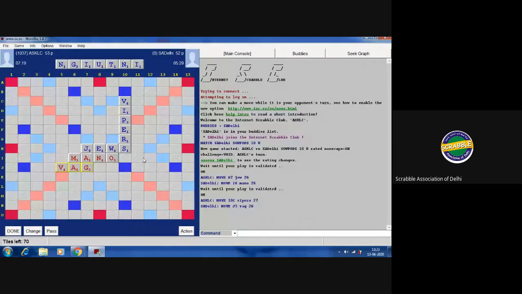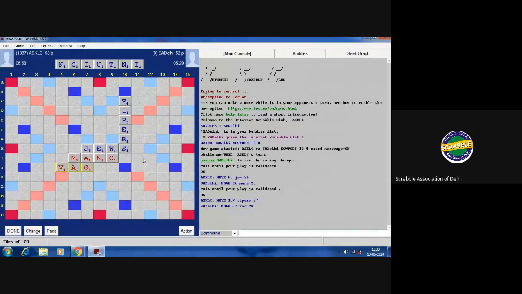So how do you identify a word that she's got? You can see her rack. Her rack has two Ns, two Is, U and T. So now, what is a very common prefix and a common suffix in her rack?